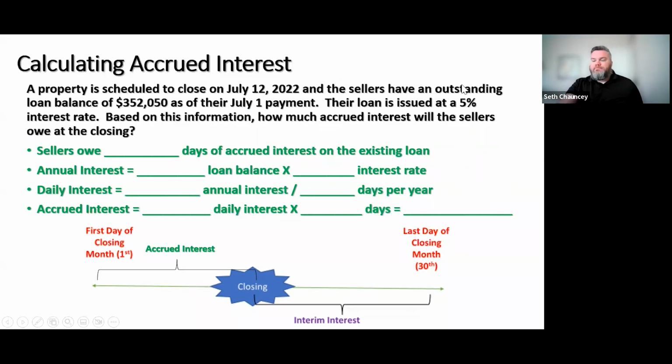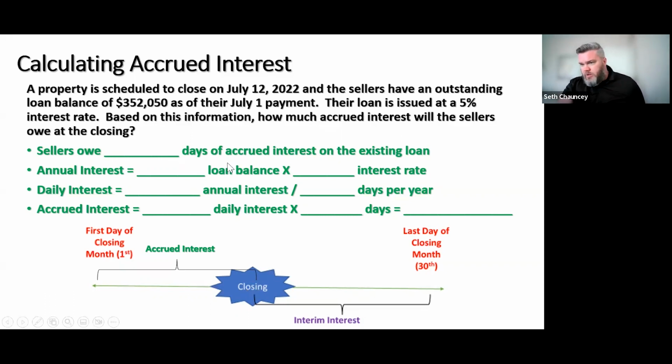So let's put this all together to get interim interest or accrued interest. I guess this is the accrued interest for the seller. I told you this is the one you're going to need less, because I think the interim interest is definitely more testable, but we'll do one. Property is scheduled to close on July 12th of 2022, and the sellers have an outstanding loan balance of $352,050 as of their July 1st payment. Their loan is issued at a 5% interest rate. Based on this information, how much accrued interest will the sellers owe at closing?